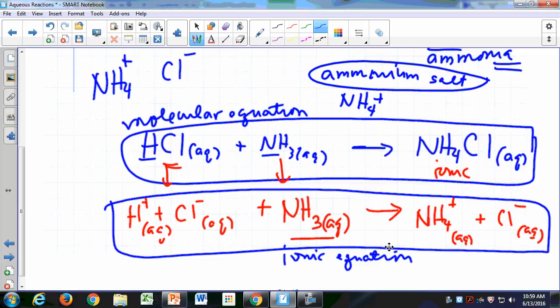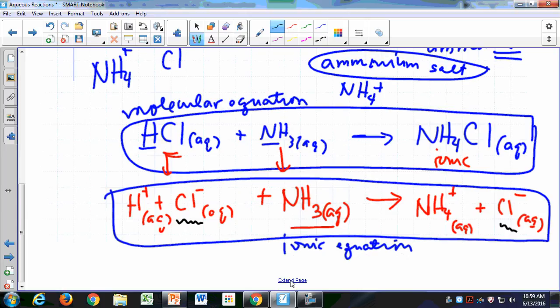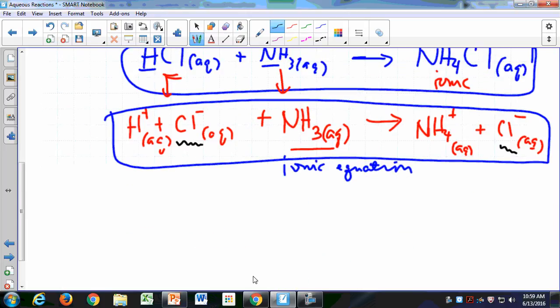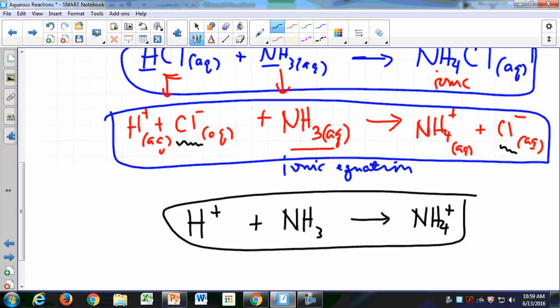And finally, if you want the net ionic equation, you can see your chloride shows up here on the left, and it also shows up here on the right. So nothing really happened to the chloride. All that really happened was that the H plus from your acid combined with the NH3 molecule from your molecular base to give you an ammonium ion. And so this is your net ionic equation.